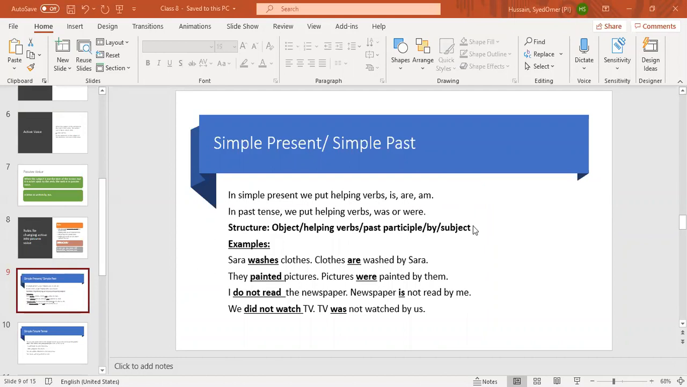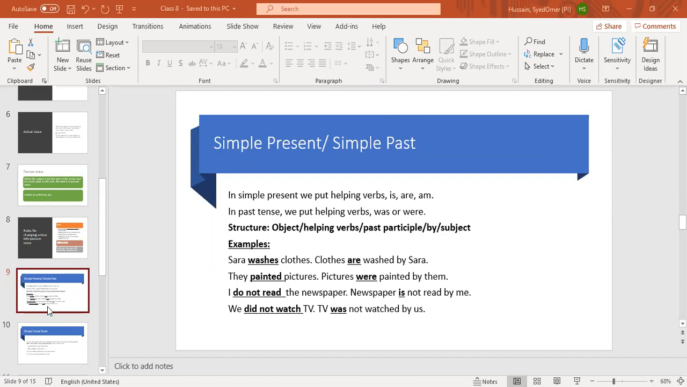The teacher did not explain the topic. The topic was not explained by the teacher. Very good. Did not, obviously past tense, so you are going to use either was or were. So the only game is with the helping verbs.